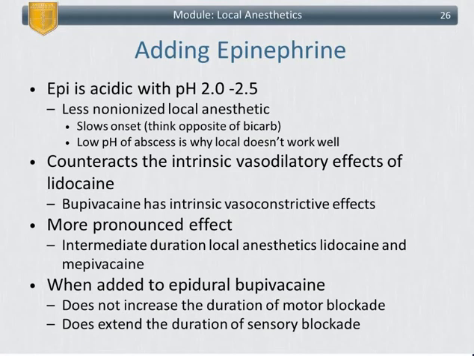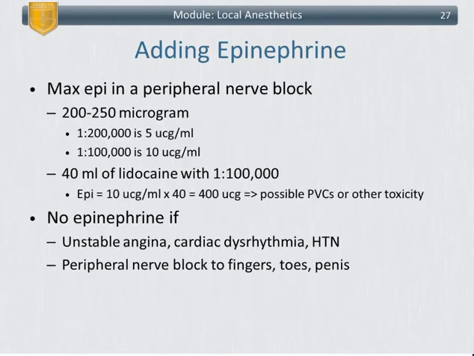Lidocaine normally causes some vasodilatation, so the epi counteracts that. Bupivacaine does not have that natural vasodilatory effect. In fact, it has some vasoconstrictive effect. So with bupivacaine, you don't get as much bang for your buck by adding epi. So you get the more pronounced effects with lidocaine. If you add it to epidural bupivacaine, it does not increase the duration of the motor block. It only increases the duration of the sensory block, which is sometimes a useful situation.